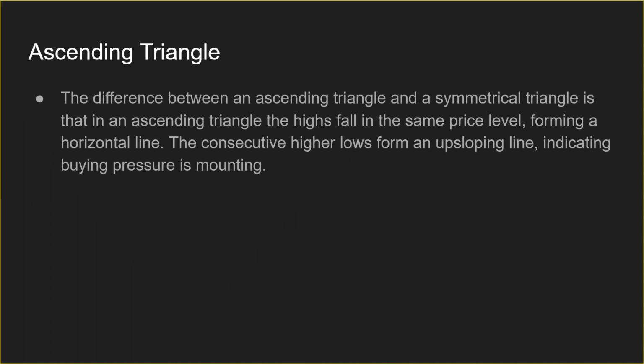Now, the main difference between an ascending triangle and a symmetrical triangle is that in an ascending triangle, the highs fall at the same price level, forming a horizontal line. The consecutive higher lows form an upsloping line, indicating buying pressure is mounting. We're starting to see a convergence where the floor is starting to get higher, and prices are being pushed to that level of resistance, and the expectation is that it cannot hold if the floor continues to rise.